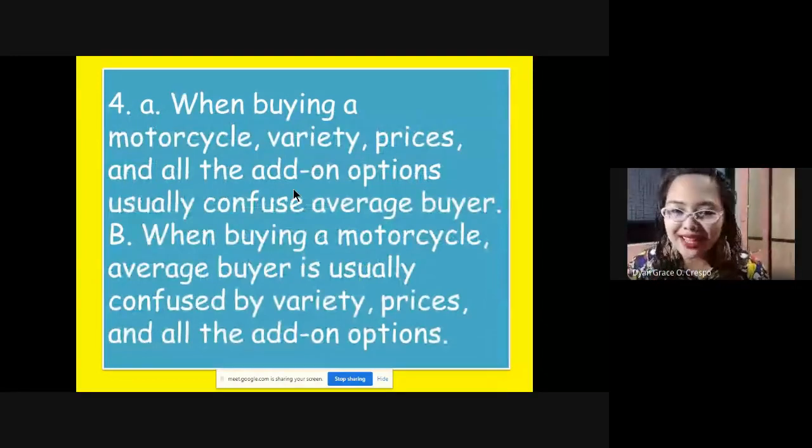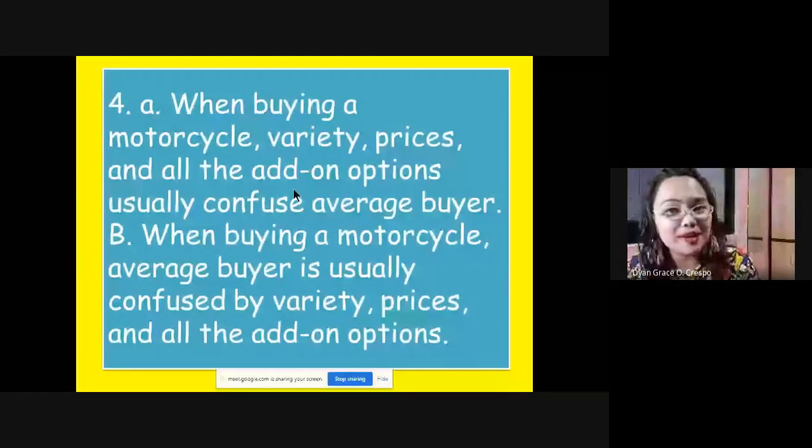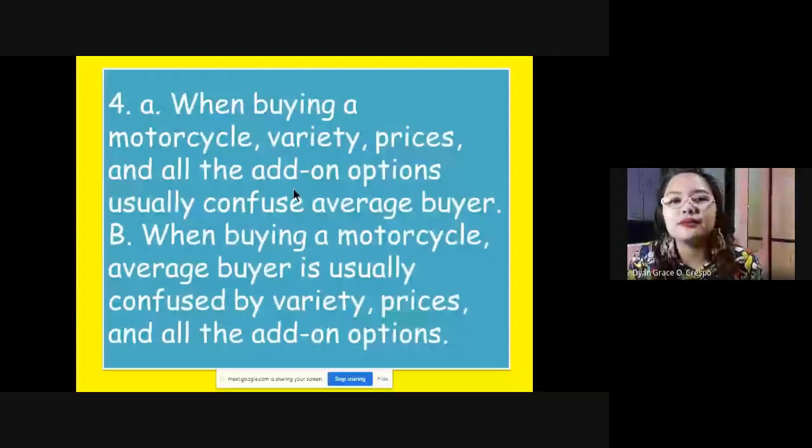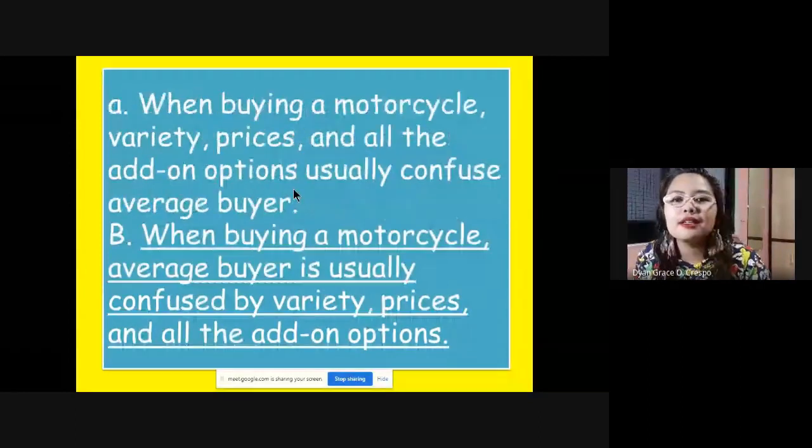When buy a motorcycle, variety, prices, and all the add-on options usually confuse average buyer. Letter B. When buying a motorcycle, average buyer is usually confused by variety, prices, and all the add-on options. Which one is correct? Okay, so I hope that most of you are answering. Correct answer is letter B. Very good.